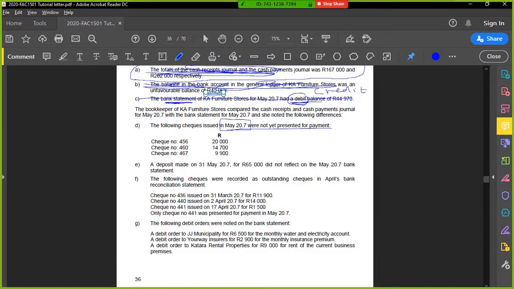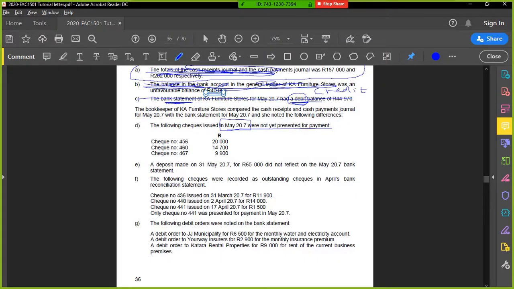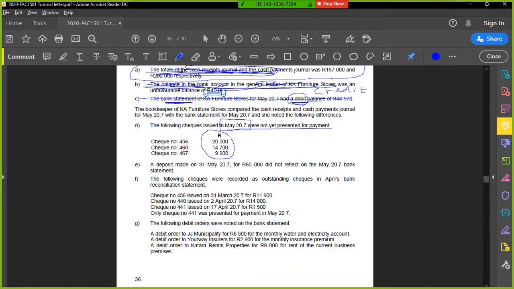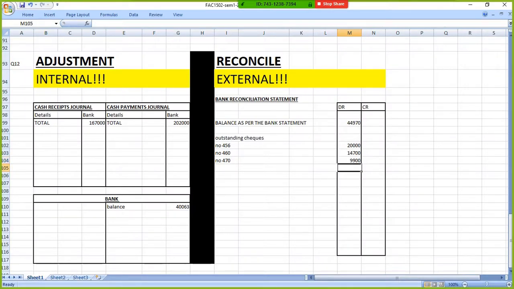Outstanding checks, 456, 460, 470. Okay, debit or credit, which side? If they're outstanding, you're waiting for them to go through your bank account. Which side of the account would they go on? Debit. Good. 20, 14,700. And why does it go on the debit side again? Because it's the opposite. It's the opposite because it's a payment, isn't it?